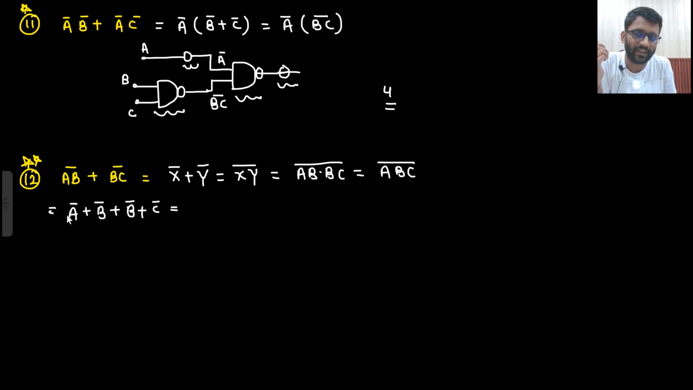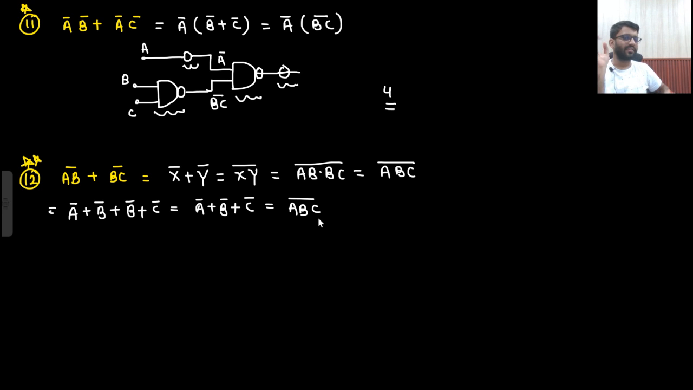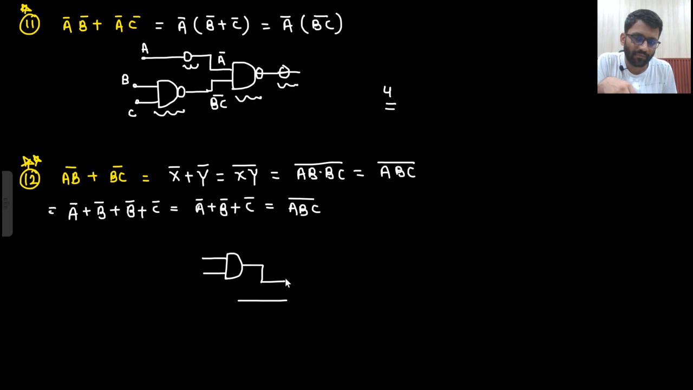It could have come in this manner as well. A bar plus B bar plus B bar plus C bar. So it can be replaced as A bar plus B bar plus C bar, and A bar plus B bar plus C bar can be replaced as ABC bar. In a NAND gate there is multiplication, so I would want multiplication, I would not want plus. My target is to get multiplication, and in one term only I am getting multiplication. Then what's better than that? So AB into C, and then bar I need to take.